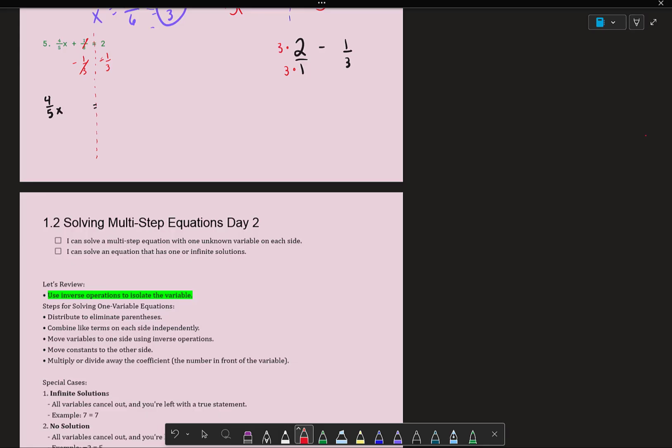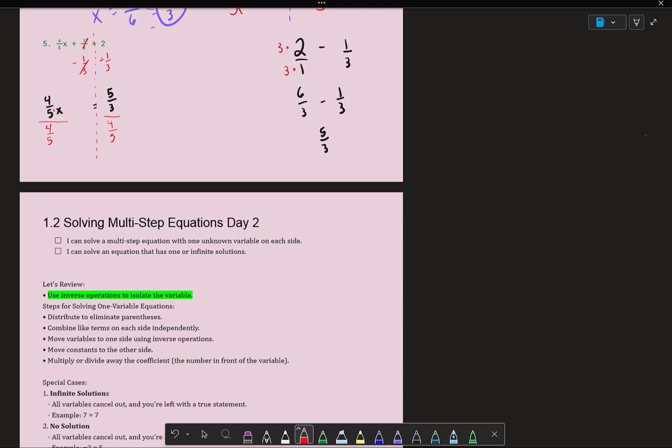This should just be review. But if you really struggle with this, I would encourage you to use the second method. 6/3 minus 1/3 is 5/3. So that goes over here. And then our last step is we are multiplying the variable by 4/5. So the inverse operation would be divide by 4/5.